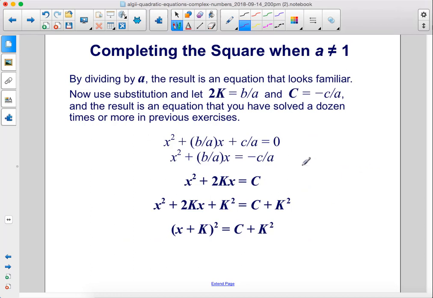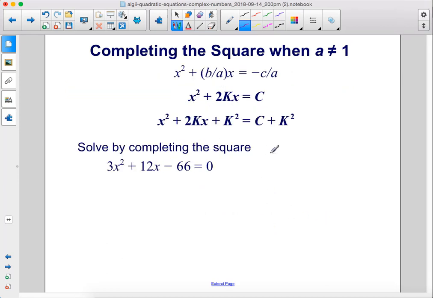By dividing by a, the result is an equation that looks familiar. Now use substitution and let 2k equal b over a and c equal negative c over a. And the result is an equation that you have solved a dozen times or more in previous exercises. We end up with x squared plus 2kx equals c. So complete the square and we get x plus k squared equals c plus k squared.